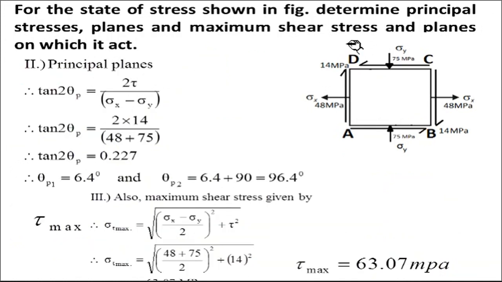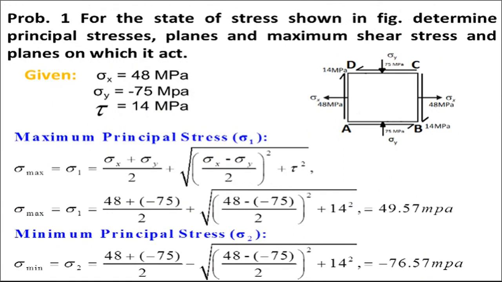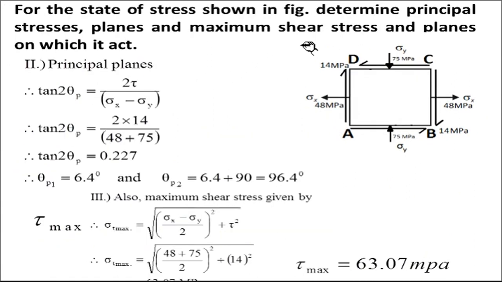For the state of stress shown in the figure, that is for the same problem, determine the principal stresses, planes and maximum shear stresses and the plane on which they are acting. First of all you have to calculate the angle of the plane using the formula tan 2 theta equal to 2 tau upon (sigma x minus sigma y). Use this to find the angle theta. So theta 1 is 6.4, so theta 2 will be 6.4 plus 90. And to find tau max, use this equation under root. Tau max is also called sigma t max; tau max and sigma t max are both the same. Use the equation and find tau max.